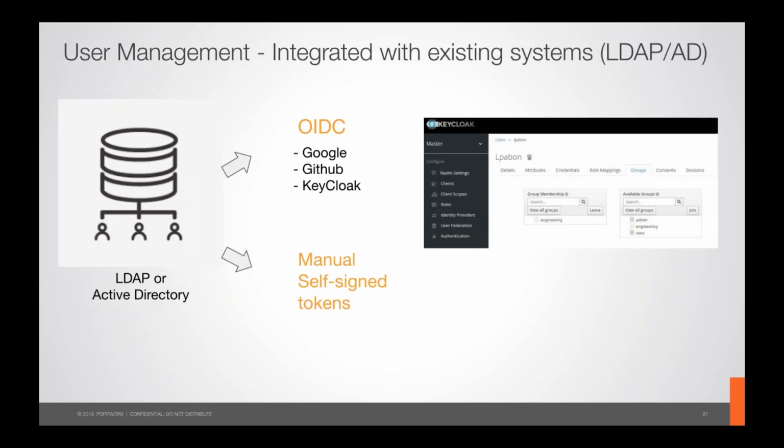So how does this work with existing systems? That was the key point which I started with. You have your LDAP and Active Directory systems. They are already integrated with OIDC like Google, GitHub, Keycloak. All we need to do is set up Portworx as an account in these OIDC systems, import all your users into the system, give them the right access and right controls, and use these systems to generate the key. You can also manually generate self-signed tokens if needed.